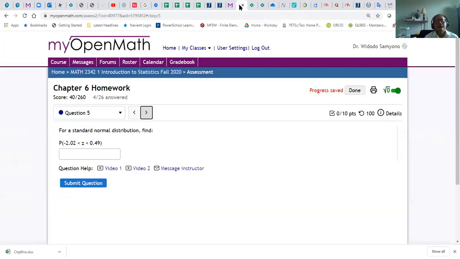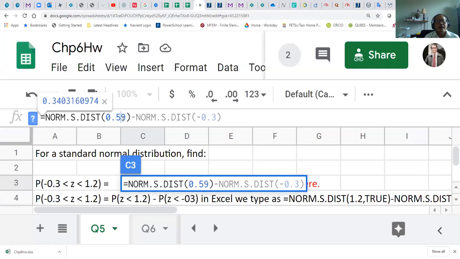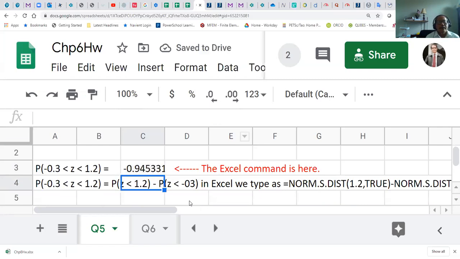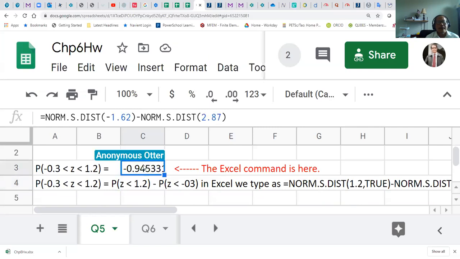sorry, 0.49 subtract the area to the left of negative 2.02, right? So this is 0.49 and this is negative 2.02, right? So this will be the answer. Someone else changed this one. Yeah, okay. Someone else changed that one.